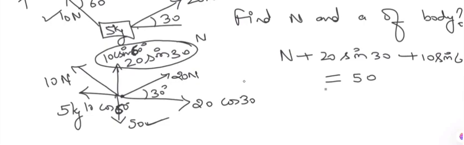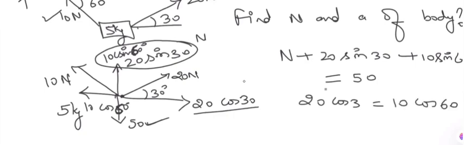Now, look over here for the direction. 20 cos 30 is balancing 10 cos 60. Correct? 10 cos 60, 20 cos 30, 10 cos 60. Yes, ma'am. Okay. Now, one thing is the object is aligned to be accelerated in this direction.